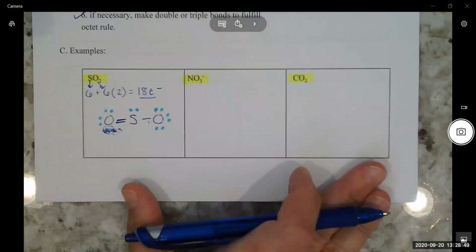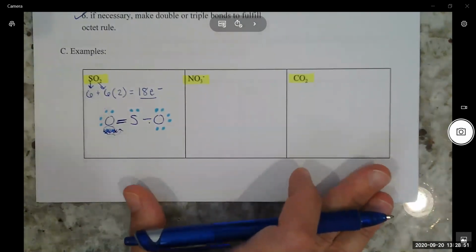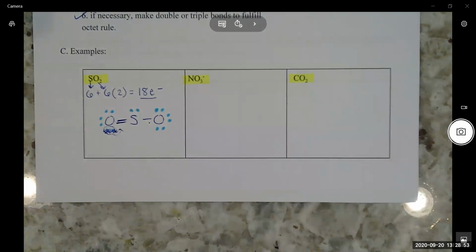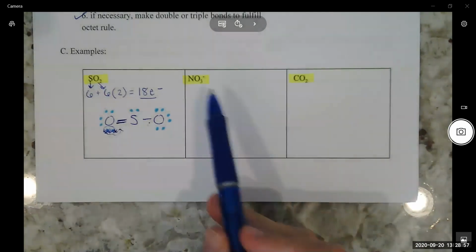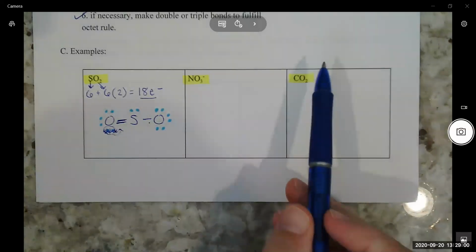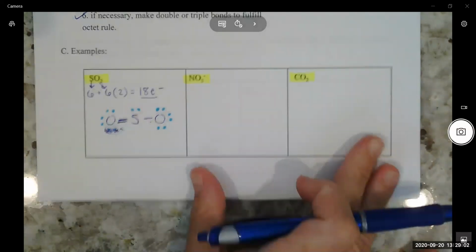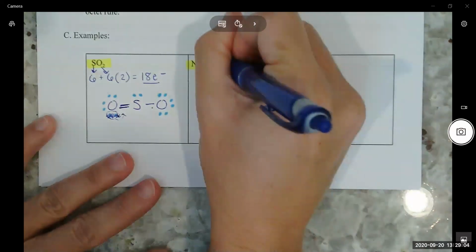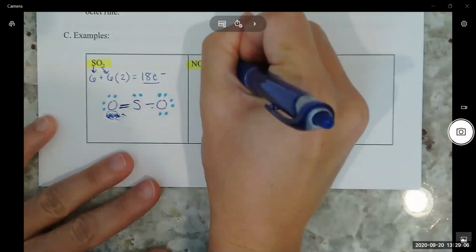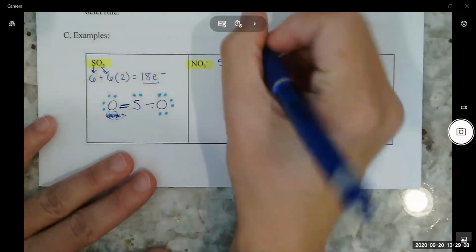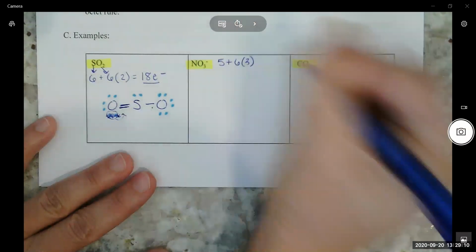Okay, that one I wanted to take our time through a little bit. On the next couple, I'll go through them fairly quickly, but there's just a couple of things that are different here, which is why I added different examples for us. So let's go ahead and add valence electrons. So nitrogen has 5 and oxygen has 6 times 3.